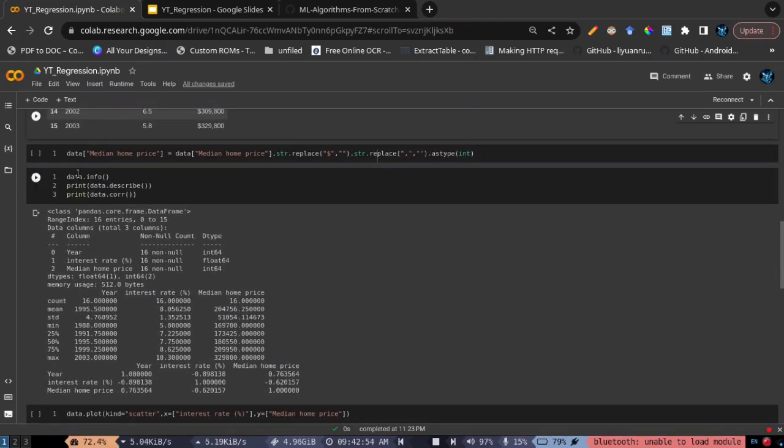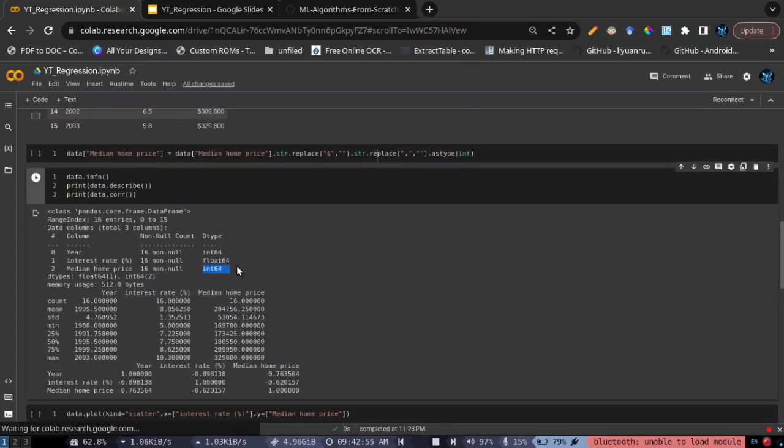Data.info, now you can see we have all numbers, right? Integer, float or integer, they are numbers, okay? And in the describe method, you can see count is 16, our data set is 16 and all are 16, so there is no missing value, right? And we can see the mean and the standard deviation.